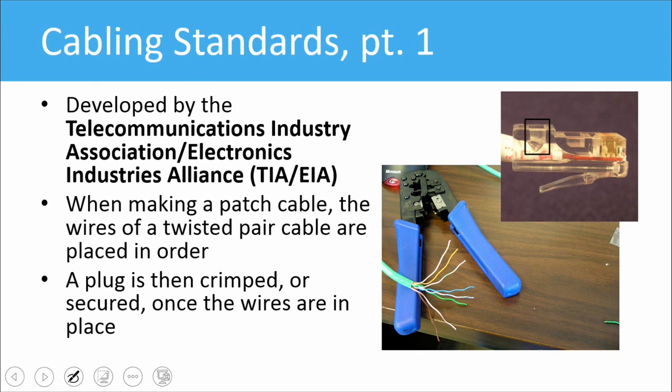All right, so these cabling standards that we're about to touch on, they're developed by TIA-EIA, right? The Telecommunications Industry Association and the Electronics Industries Alliance. When making a patch cable, the twisted pair cables are placed in order, and that's part of the standard, right? The order is defined. We then use this device right here to do something called crimping. That's a crimper, by the way, in order to secure our wires into an RJ45 connector. Okay. Note here that that's placed down, trying to secure the cables into the connector.